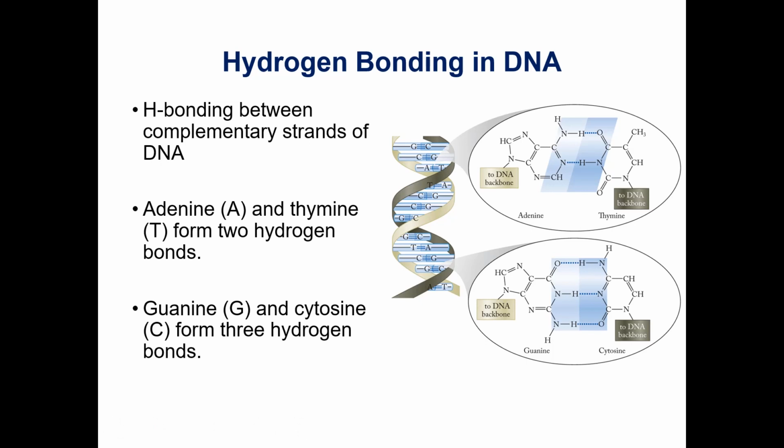To give you a couple of other examples of how hydrogen bonding is important, hydrogen bonding is actually important even in your DNA. You might have heard this in biology: adenine bonds with thymine, and guanine bonds with cytosine. The way that these bases bind in your DNA is through hydrogen bonding. Adenine and thymine form 2 hydrogen bonds. Guanine and cytosine form 3 hydrogen bonds.